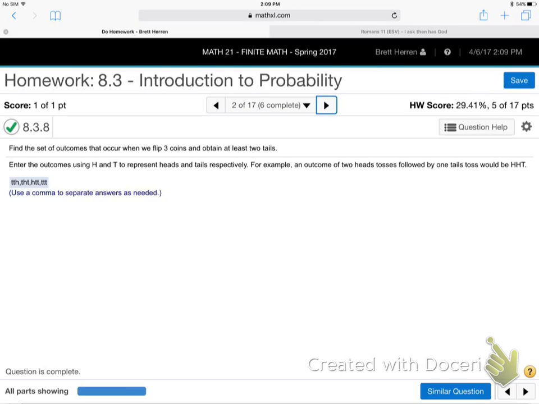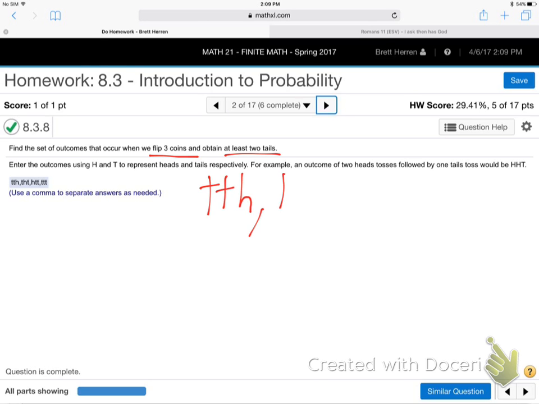Okay. It says, enter the outcomes. Basically, you're going to flip 3 coins and you want at least 2 tails. So you're going to flip 3 coins and you want at least 2 tails. What could happen? That's pretty small print. Let me show you. You could get the first 2 tails and then a head.